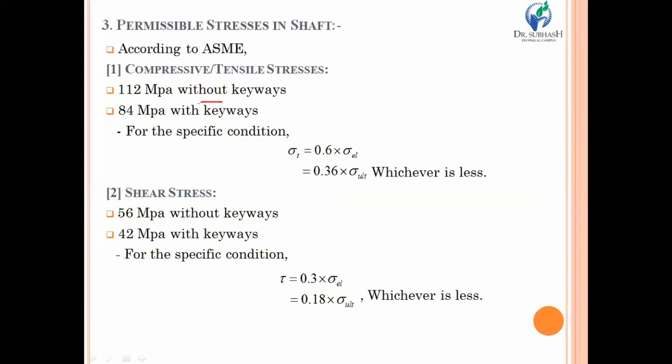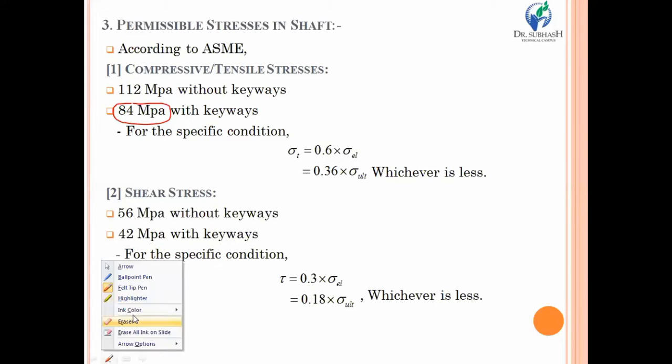Suppose your shaft is being mounted with some rotating members like gears or pulleys. At that time, you need to have the keyway on the outer peripheral surface of the shaft. So in the cases where the keyway is available, the maximum compressive limit you should take is 84 megapascal.